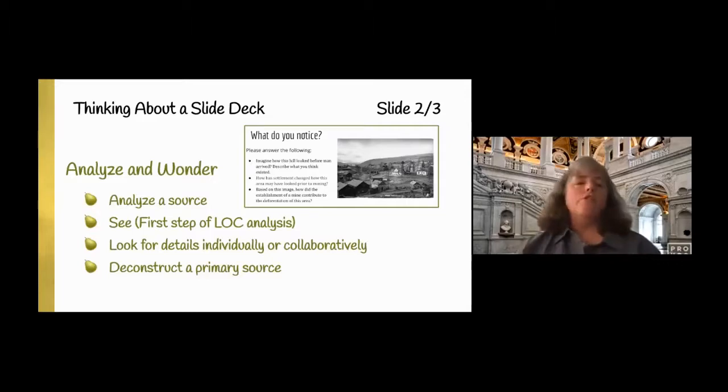They're going to analyze a source. And this actually falls into the very first part of the Library of Congress analysis tool. And if you're familiar also with the National Archives analysis tool, you'll know that the first part of their analysis also fits here too. The students can look for things collectively or individually, and they can deconstruct a primary source, whether that is a textual piece, an audio piece, whether it is visual, or an artifact, any of those. We know there's a wide variety of primary sources, and they can all be used in this.